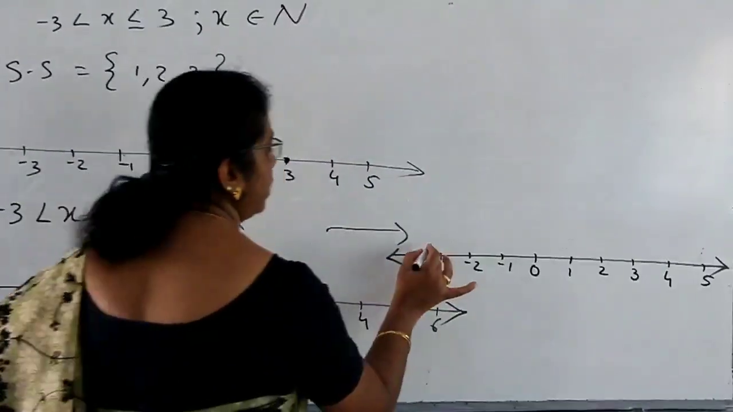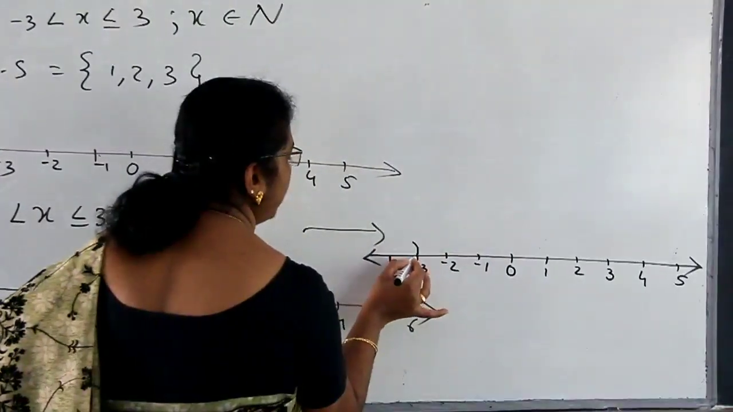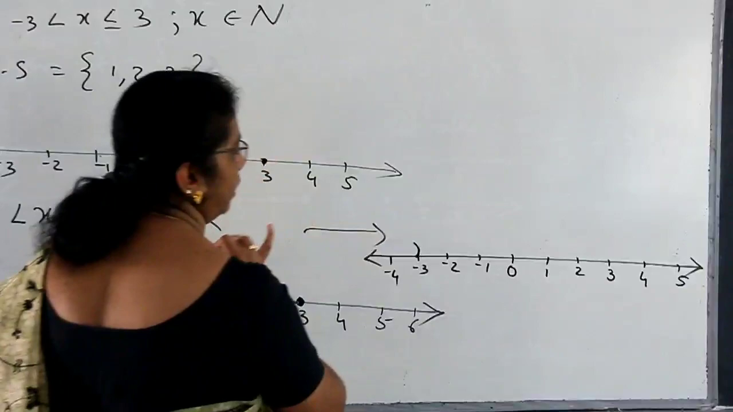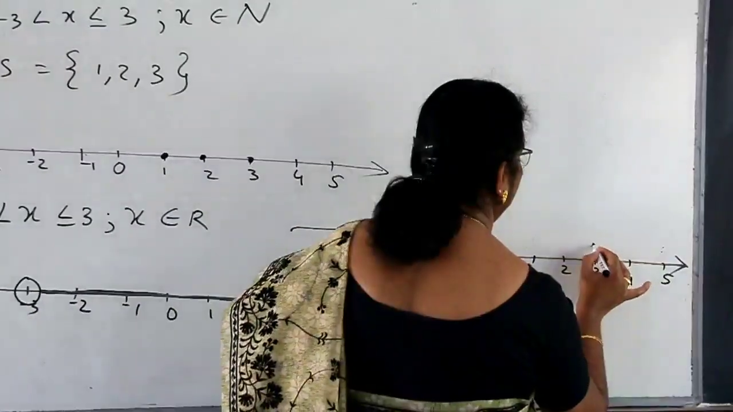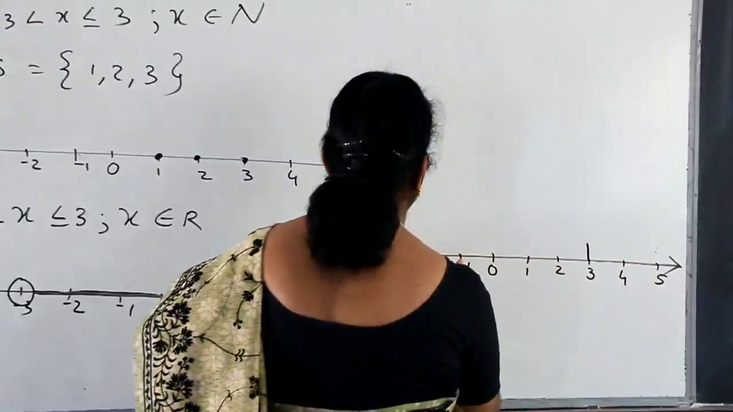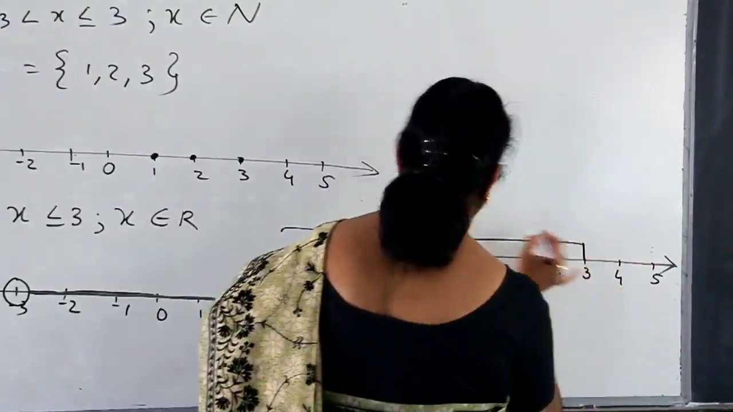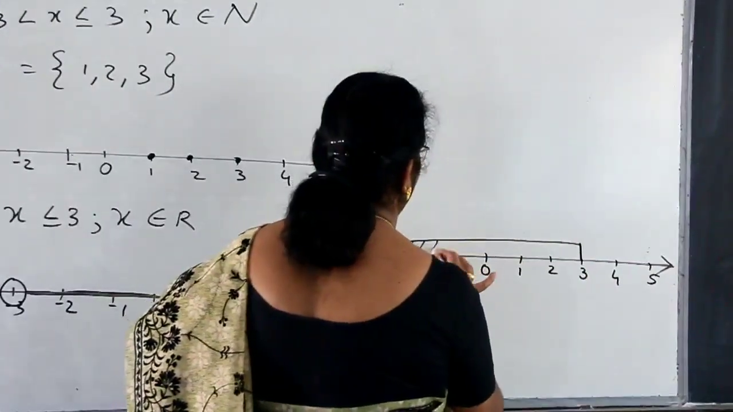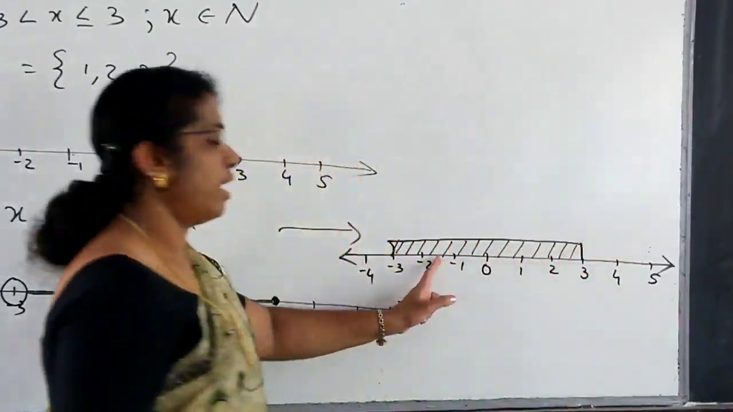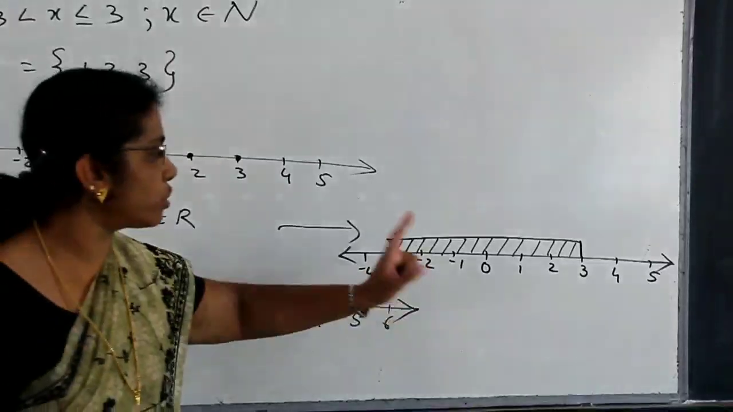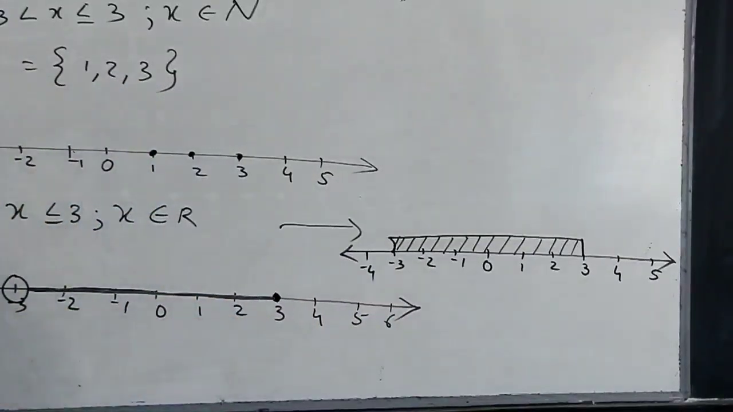Minus 3 is not included on this side. So here on this side we can mark in this way, a semicircle. And next, 3 is included, so above 3 we can draw like this. And then afterwards we can join it this way. So this one is another way of representing this solution set on the number line.